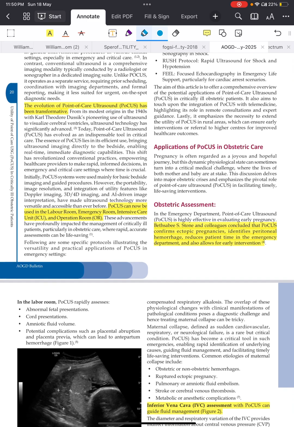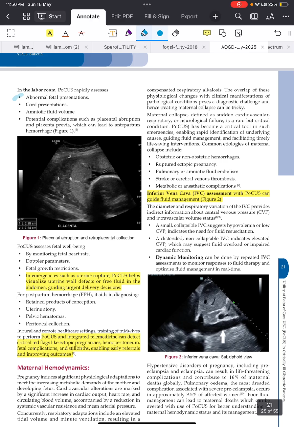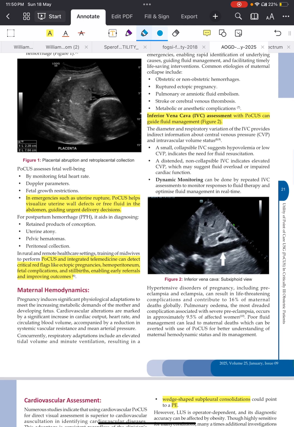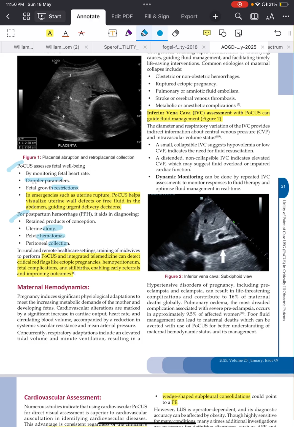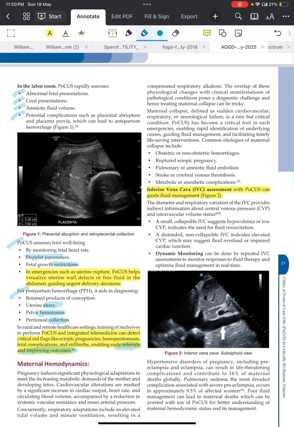Okay. So POCUS, something we should keep in the labor room, for fetal presentation, cord presentation, amniotic fluid, and potential complications, to find out abruption, placenta previa and all. POCUS is also helpful to find out the fetal heart rate, Doppler, growth restriction and all. In PPH also we can use it. If there is a PPH and you immediately start doing POCUS, you can find RPOC, uterine atony, hematomas, pelvic collections and all. Okay, early referrals can be done. So the main focus is to keep ultrasound even in rural areas.